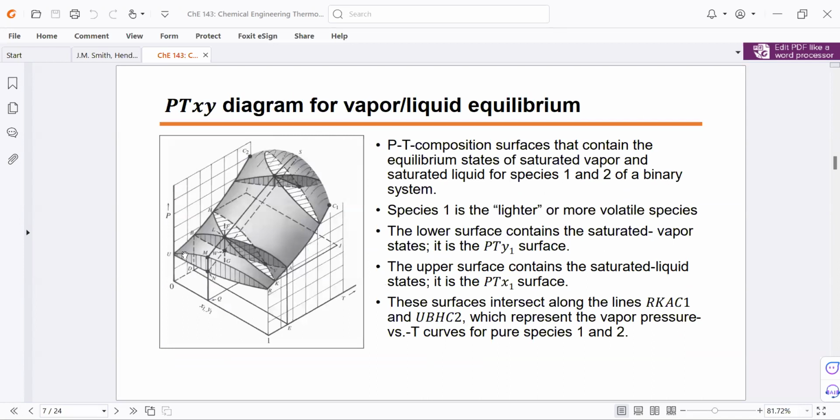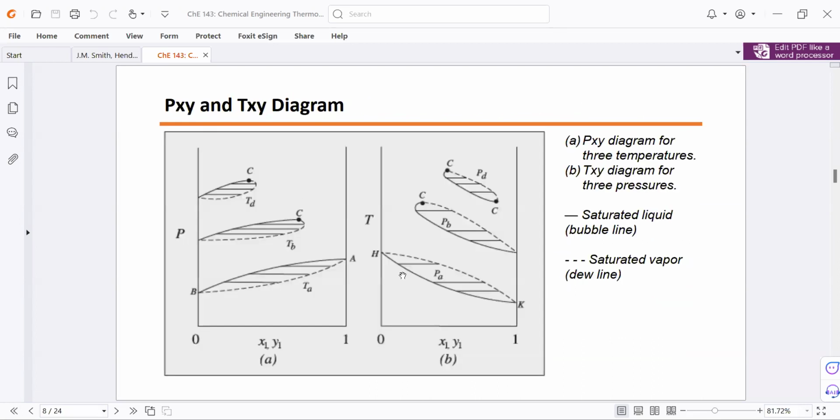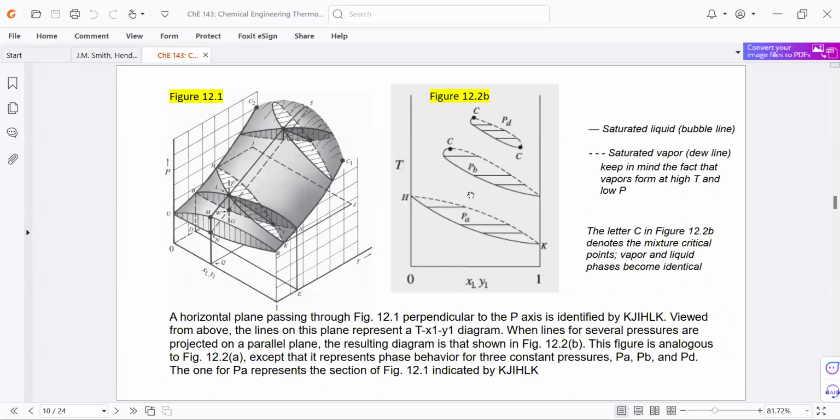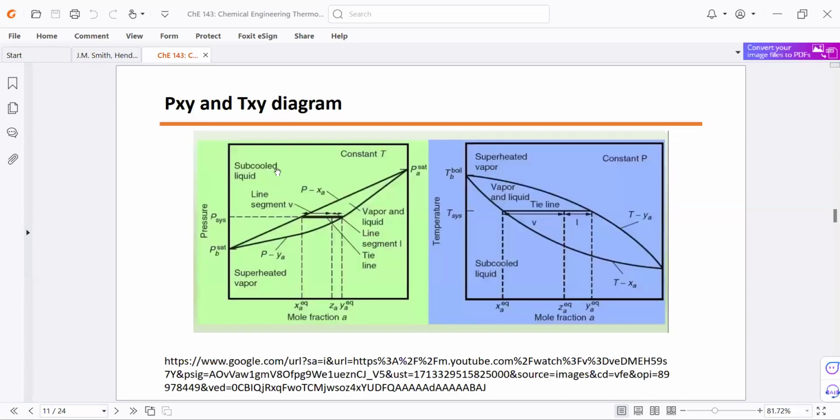And we also discussed the PTXY diagram, which is a 3D diagram, and the projected two-dimensional PXY and TXY diagrams. So we identified, for each diagram, where the bubble line, the dew line, and the tie lines are, and we did that for both PXY and TXY diagrams. And we also identified important regions, lines, and points on both diagrams.